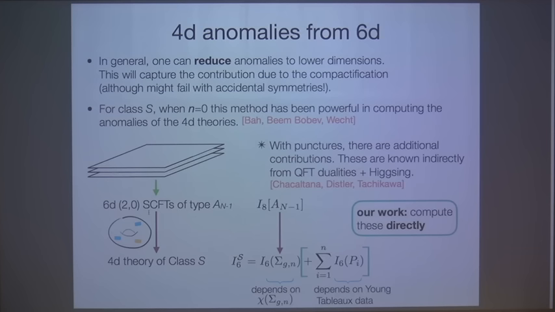For class S, when there are no punctures on the Riemann surface, this method has been really powerful in computing the anomalies of the 4D theories. But with punctures, there are additional contributions to the anomalies due to new degrees of freedom at the punctures. These are known indirectly by what one might call a bottom-up approach from various QFT dualities and Higgsing arguments. And so what our work did was show how to modify this prescription to compute these directly.